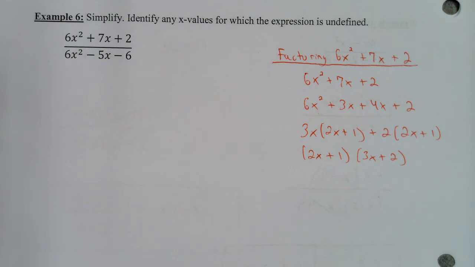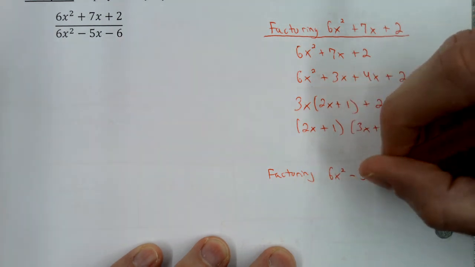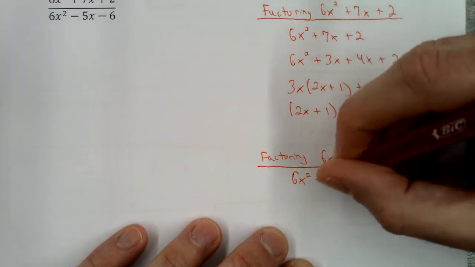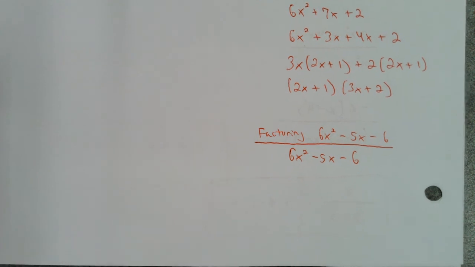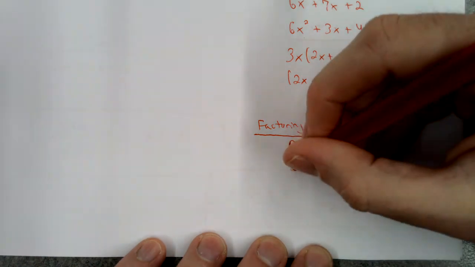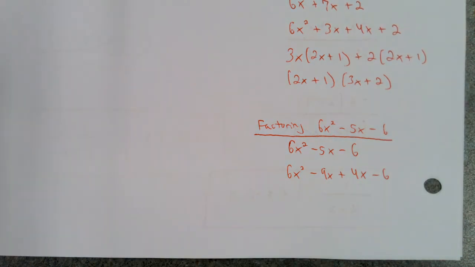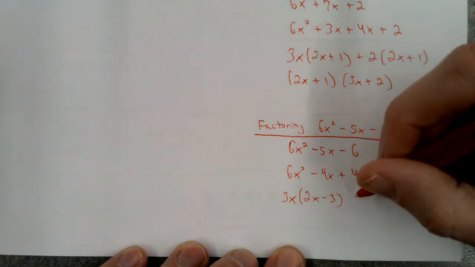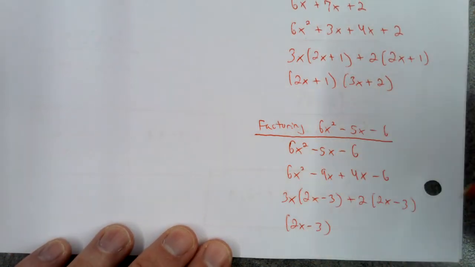On to the second part, factoring the denominator. You're looking for two numbers that multiply to negative 36, because 6 times negative 6 is negative 36, and add to the negative 5 in the middle. So it'll be negative 9 and 4. Then do factoring by grouping. The GCF for the first group will be 3x, which leaves you with 2x minus 3. For the second group, the GCF will be 2, which leaves you with 2x minus 3 again. The parentheses match, so factor that out front: 2x minus 3 times 3x plus 2.